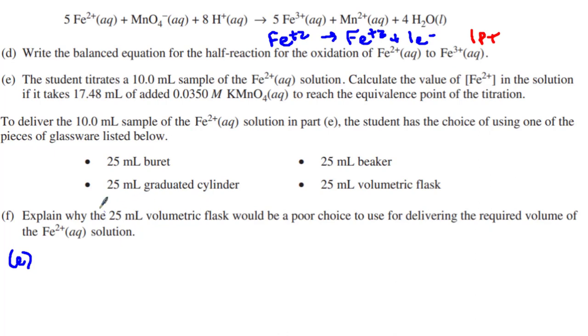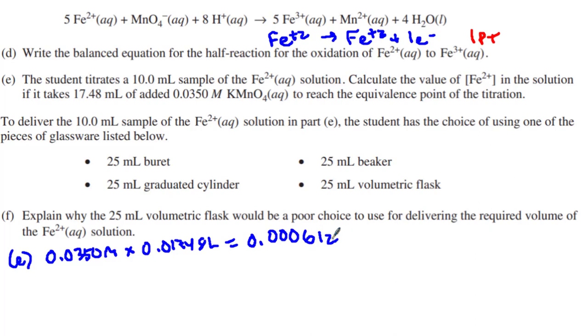Remember, this is something we've talked about before. And so we are going to take the molarity of the KMnO4, 0.0350 molar. We're going to multiply by the number of liters we use of that KMnO4, which is 0.01748 liters. And that gives us the number of moles, which is 0.000612 moles. And who's that moles of? That's moles of your potassium permanganate, the KMnO4 minus.